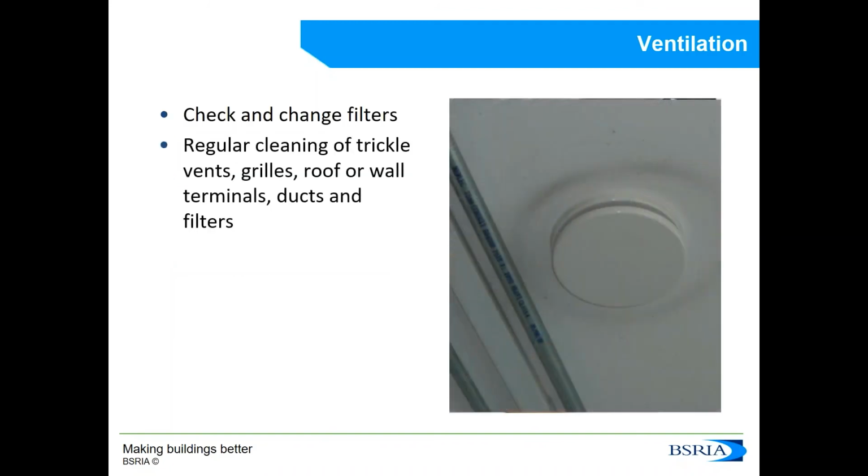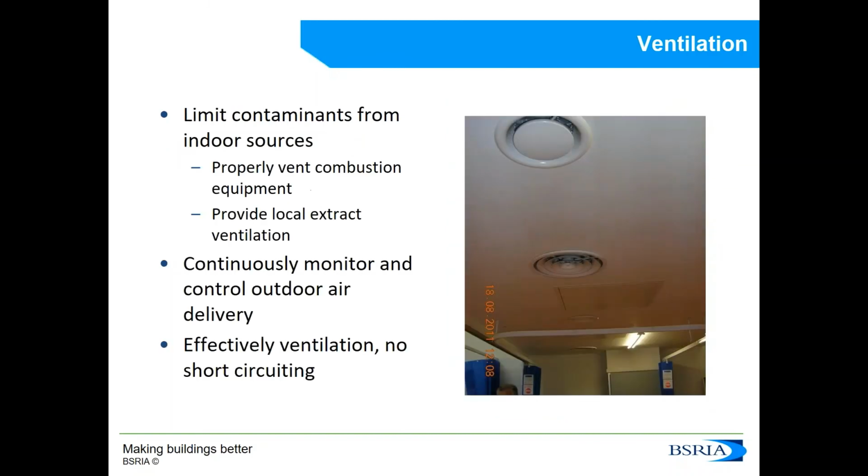We also need to change the filters and then carry out regular cleaning of the vents, of the grills, of the roof or wall terminals, and of the ducts and filters. And finally, we also need to limit the contaminants from indoor sources, either by having, for example, local extract ventilation, by monitoring the air that comes from outside. And we want to have good ventilation.